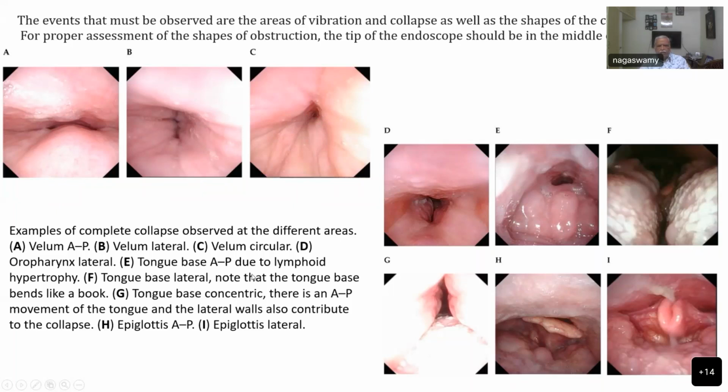And E is the tongue base, anteroposterior due to lymphoid hypertrophy. And G is the tongue base, concentric, and AP diameter. H is epiglottis, and H epiglottis in the lateral position. So these are all just to give an idea how they can look when you do the scopy, because you can't write all these things in the exam.